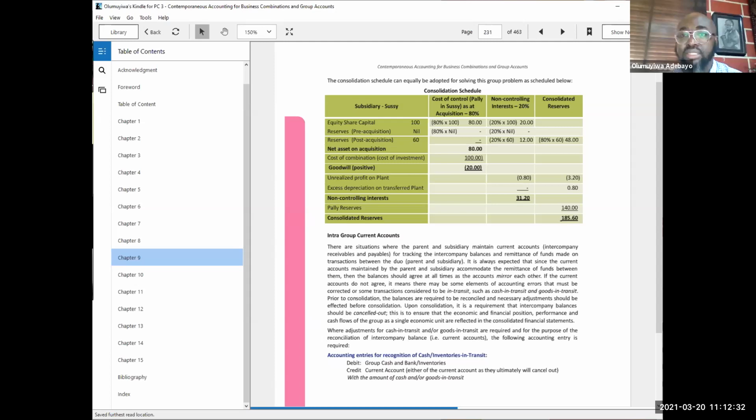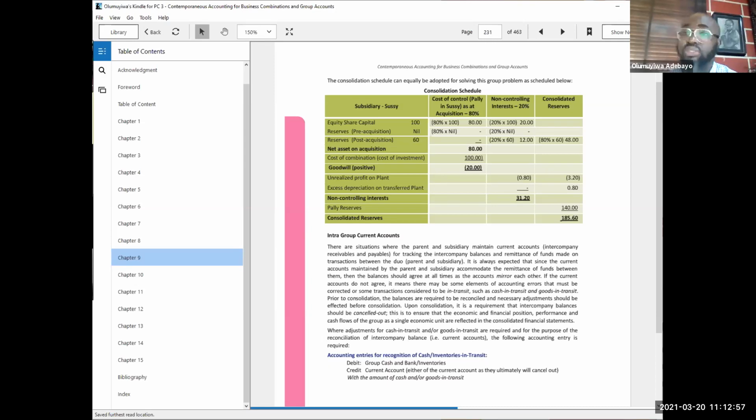Intercompany balances are balances between the parent and subsidiary or across the group, where one member of the group has a receivable from another member of the group, while the other member of the group has a payable to another member of the group. And this is what we need to discuss today. Now, first, why do we need to eliminate intercompany balance?